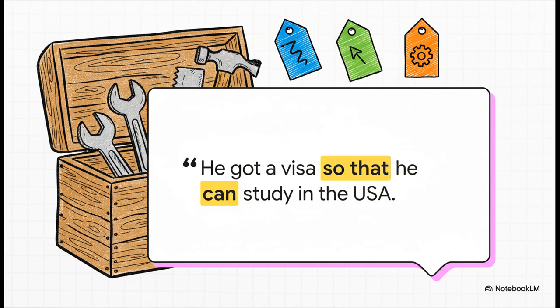Let's break this one down, okay? The action is he got a visa, and the purpose, so that he can study in the USA. You see the formula? We've got so that plus our subject he plus the modal verb can. It just clicks into place perfectly.